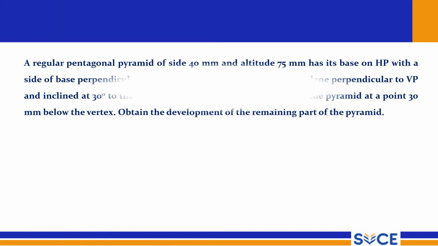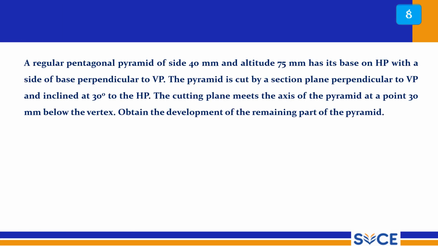Next we will see another problem, number 8. A regular pentagonal pyramid of side 40 mm and altitude 75 mm has its base on HP with a side of base perpendicular to VP. The pyramid is cut by a section plane perpendicular to VP and inclined at 30 degrees to HP. The cutting plane meets the axis of the pyramid at a point 30 mm below the vertex. Obtain the development of the remaining part of the pyramid.